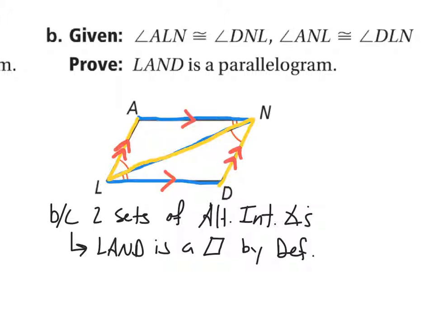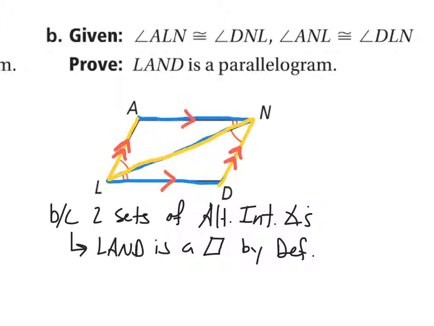Is this the only way you could have done this problem? Absolutely not. I'm not going to write on this right now because some of you are copying this down, but we could have said that line segment LN is congruent to itself by the reflexive property. And therefore, this triangle and this triangle are congruent by angle side angle. And since those triangles are congruent, these opposite sides are congruent to each other because they are corresponding parts of congruent triangles.